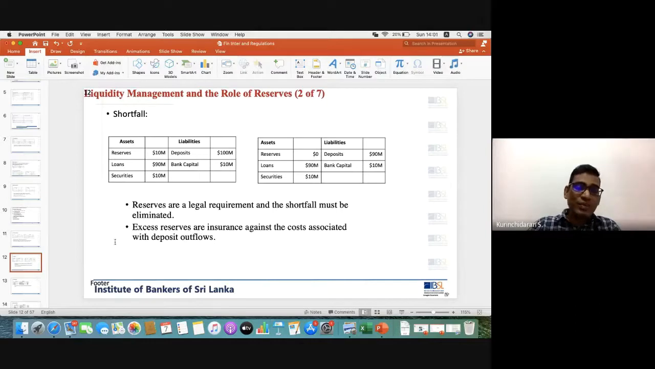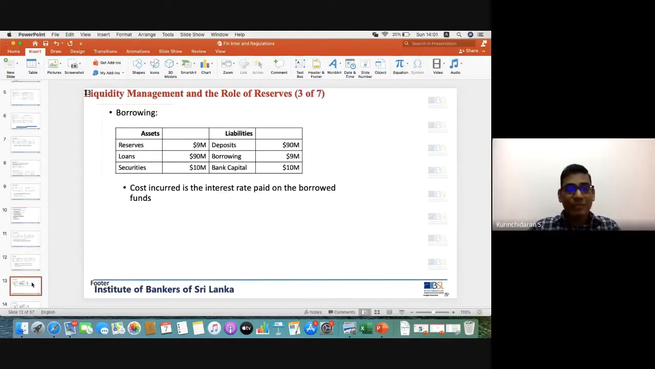So what you can do is you can borrow, right? If you can borrow 9 million immediately, now your borrowing increased by 9 million and your reserve increased by 9 million. So now you satisfy the legal requirement, but the only thing is the cost incurred is the interest paid on the borrowed funds. So you have to pay interest, right? If the market knows that you are short of funds, definitely they are going to lend to you at a higher rate, right? So that is the cost you have to incur.